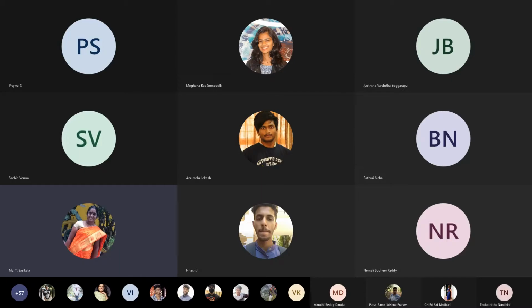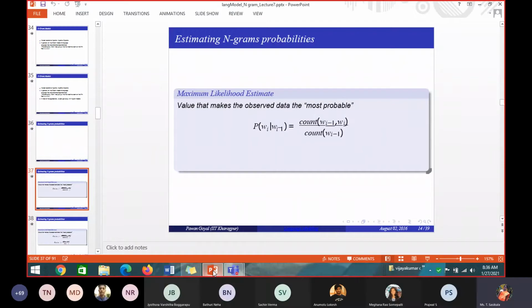Very good. N minus 1 words. So in a 1-gram model, how many words will you be using from the context? No words, 0 words from the context. If n is equal to 2, if it's a bigram, how many words will you be using from the context?